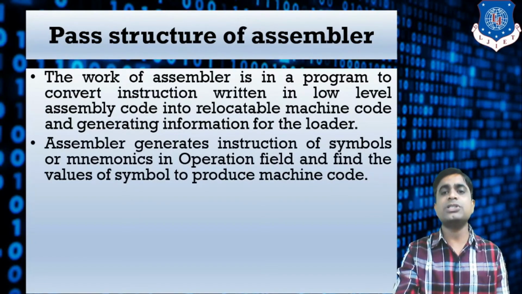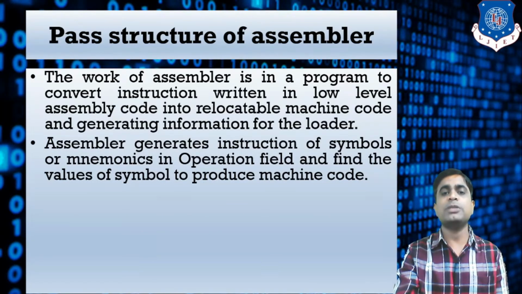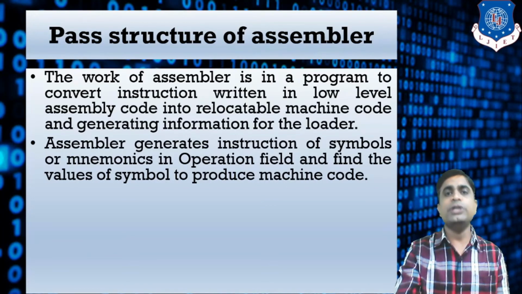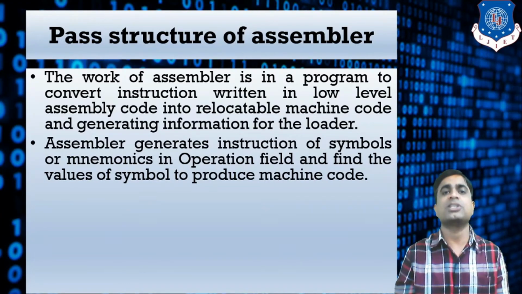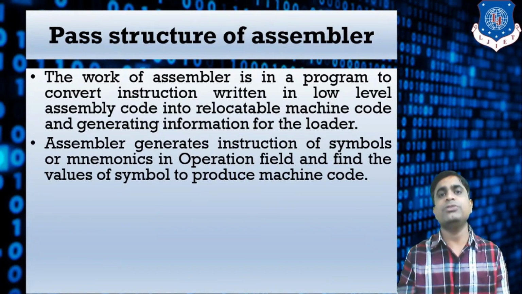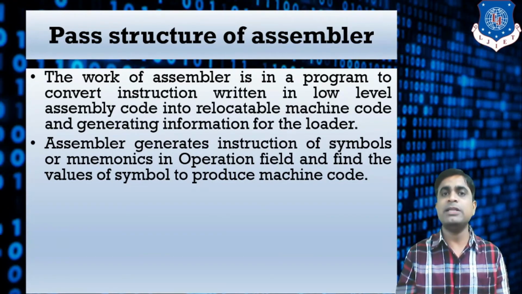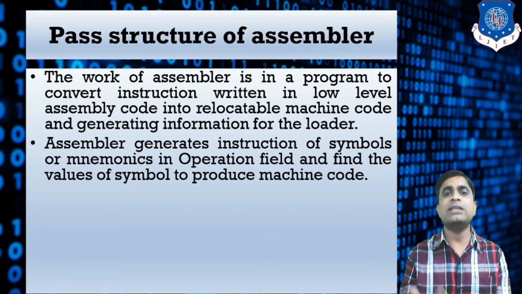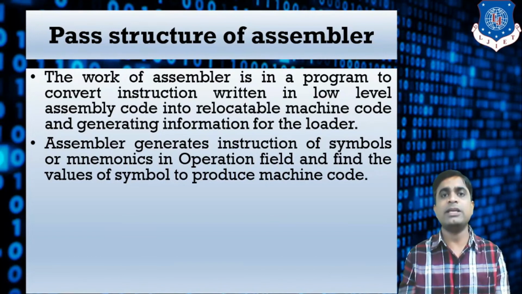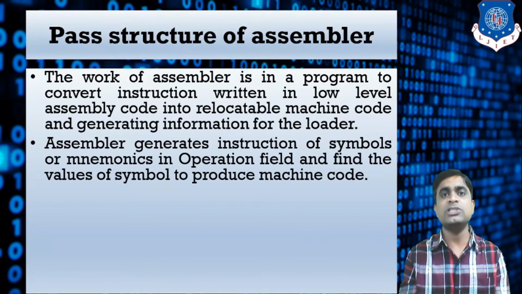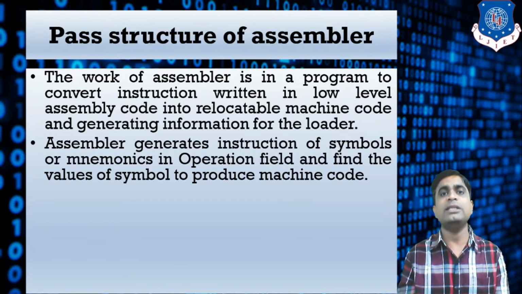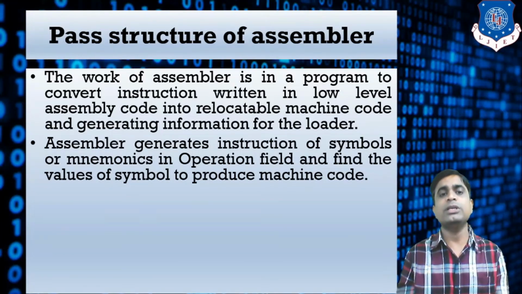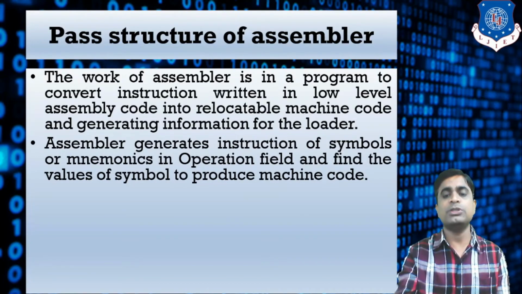The assembler generates the instruction from the symbols and mnemonics in the operation field, and finds the value of the symbol to produce the machine code. So it will use different data structures. We all know an assembly level program is simply a collection of instructions. Add and multiplication are mnemonics, called instructions, but there is some code behind these instructions. So all these required fields will be stored in the form of symbols to produce the machine code.